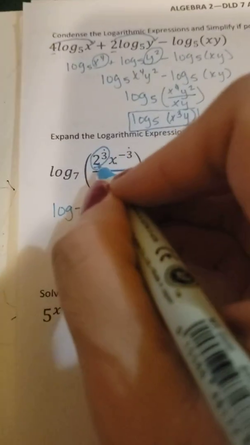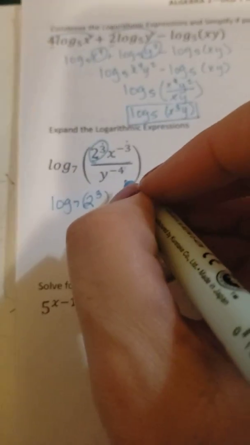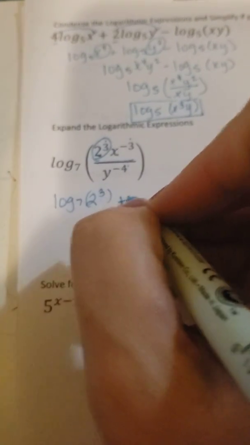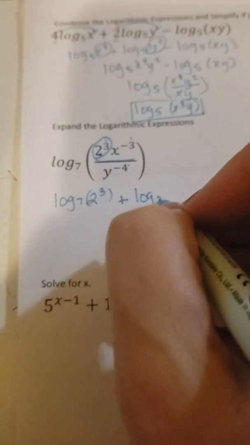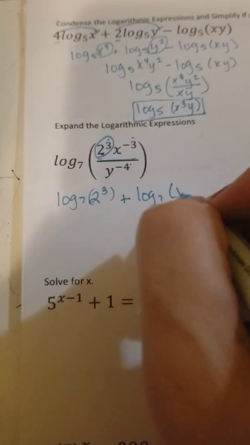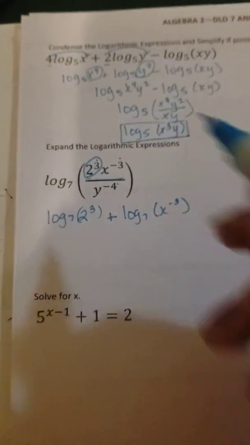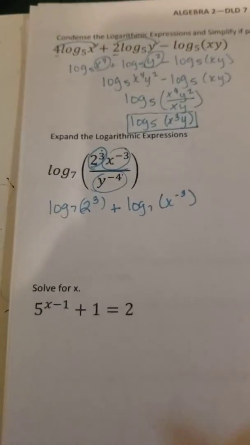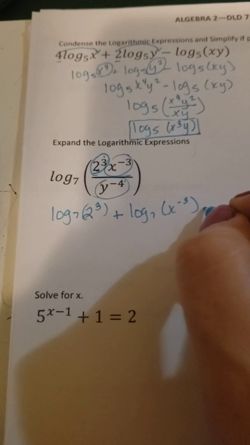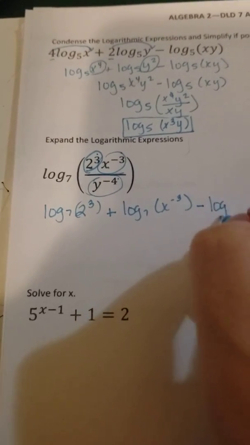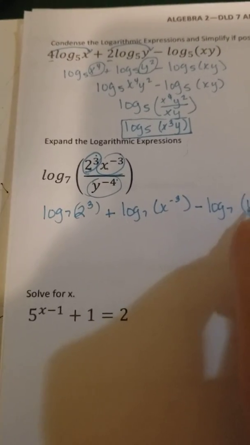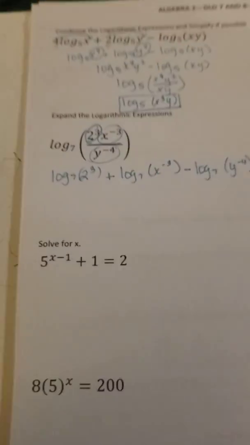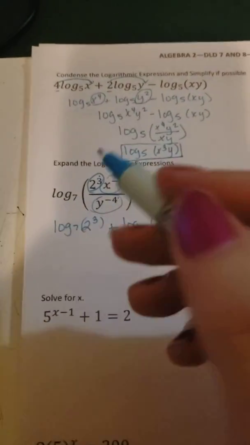So I have log base 7 of 2 to the third power. It's being multiplied by x to the negative third power, so that'll be plus log base 7 of x to the negative 3 power. And then it's being divided by y to the negative 4, so that's going to be minus log base 7 of y to the negative 4 power. And now I can start dealing with all of those exponents.